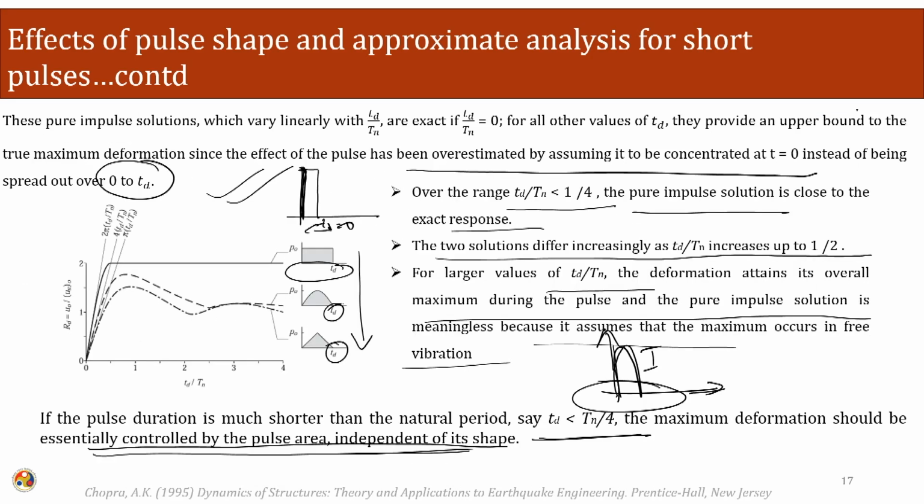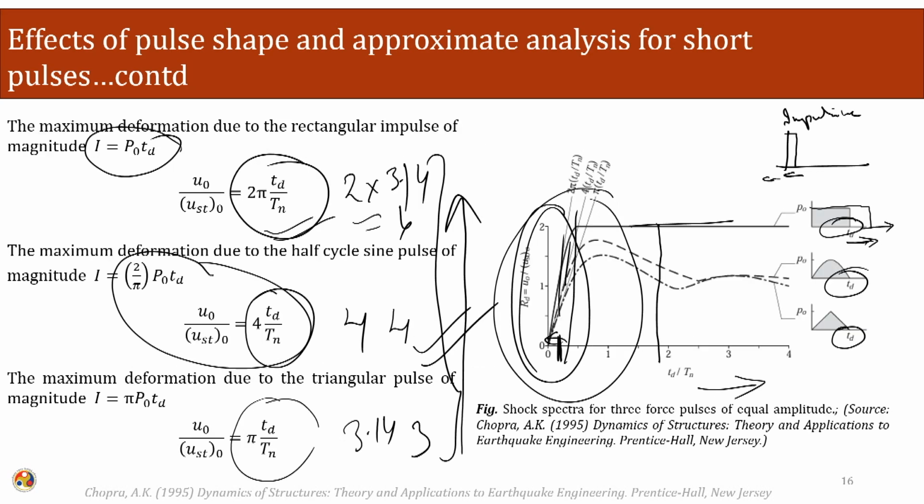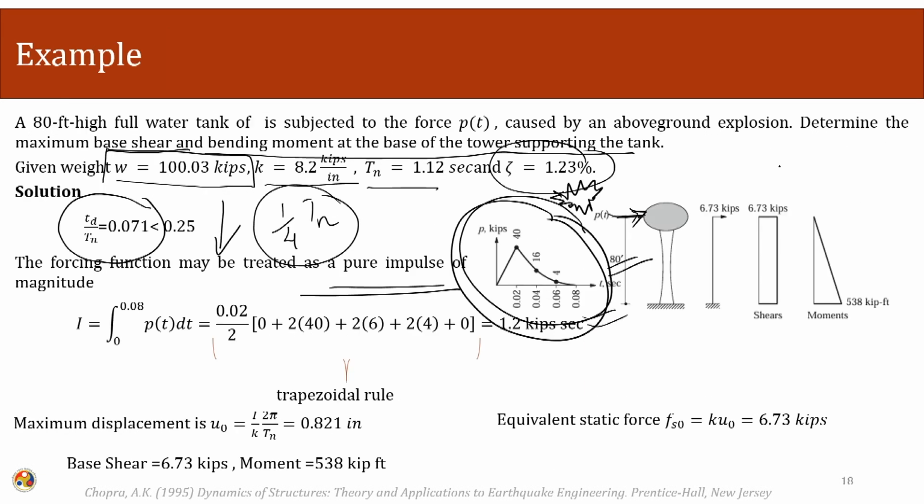As a thumb rule, we use the value of Td over Tn compared to 1/4. If this value is less than 1/4, we assume that our loading is a pure impulsive type of loading. The same thing we are checking here. Here the value is meeting the criteria, which means we can approximate the entire forcing function as an impulsive type of loading.